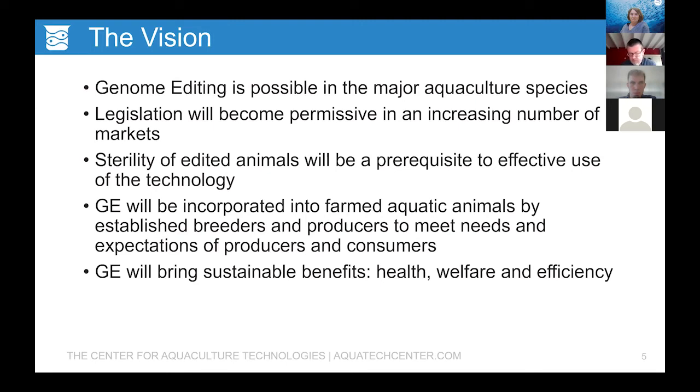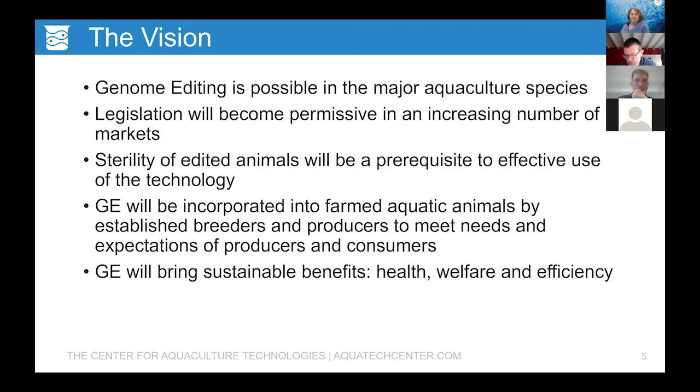We see, as a number of the other speakers have identified in their talks, that sterility is a prerequisite to effective use of the technology. The changes that we make are to the fundamental structure of the DNA, and we want to see that under the control of farmers. Not all fish farming is possible under controlled systems such as RAS, and so we see sterility as being an important aspect of how we bring the technology to market.